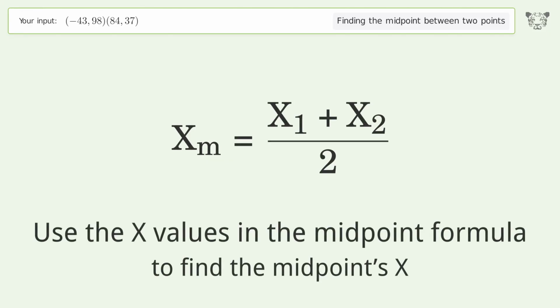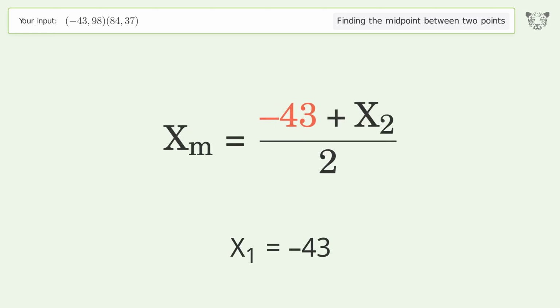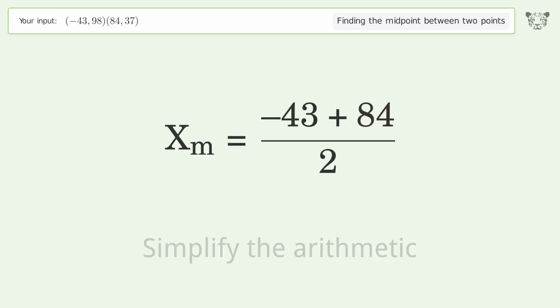Use the x values in the midpoint formula to find the midpoint's x. x1 equals -43. x2 equals 84. Simplify the arithmetic.